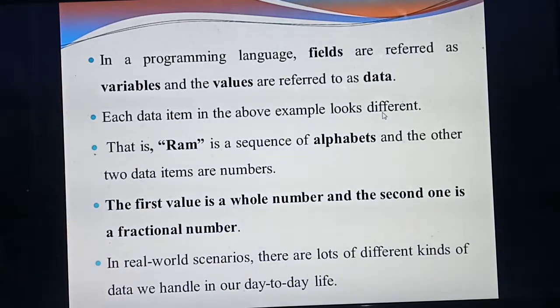Understand why a data type is required. In the same example, if your C program has name equal to RAM, RAM is a collection of alphabets. Then age equal to 15, so that's one number. Then average mark equal to 85.6, that's a fractional number. So these three are three different types. Likewise, if the values are of different types, we use data types to represent them.